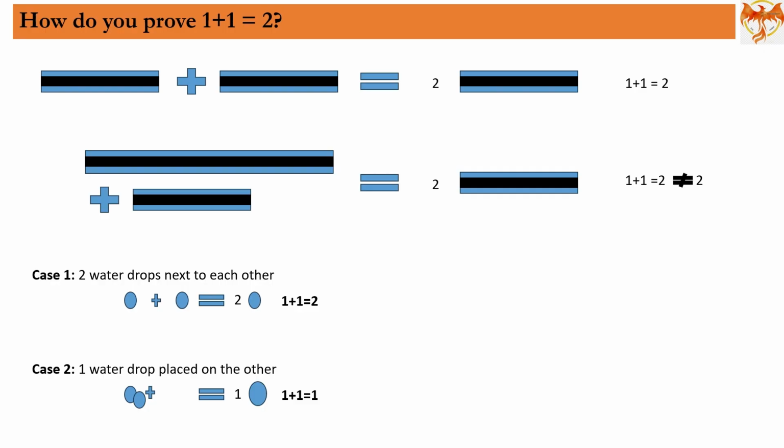In the second case, I take one water drop, put it on the table, and I put the second water drop on top of the first water drop. So then I end up with one big water drop. So in the first case, 1 plus 1 was equal to 2, but in the second case, 1 plus 1 is equal to 1.